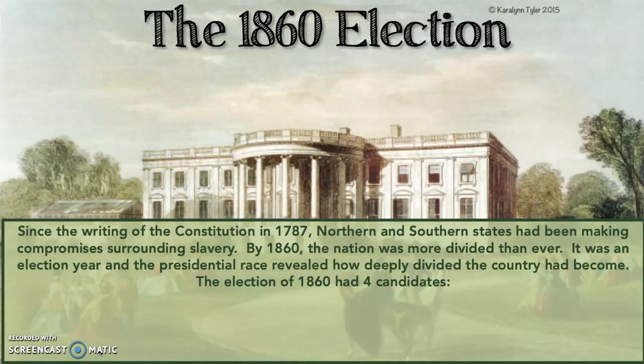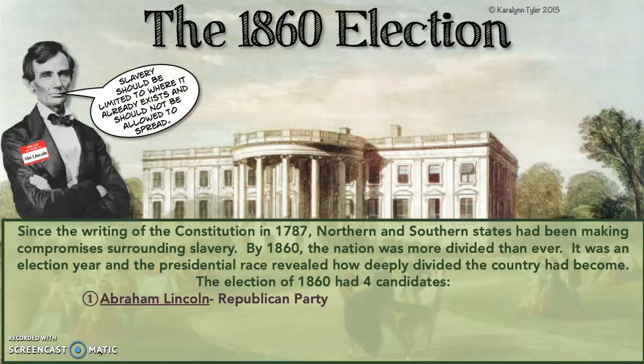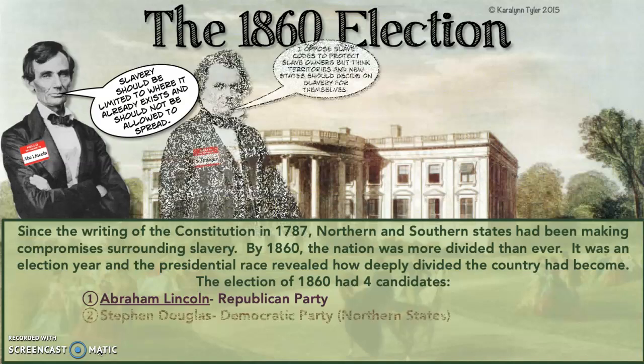It was an election year, and the presidential race revealed how deeply divided the country had become. The election of 1860 had the following 4 candidates. Abraham Lincoln from the Republican Party. His stance on slavery was that slavery should be limited to where it already exists and not be allowed to spread into new states and territories.